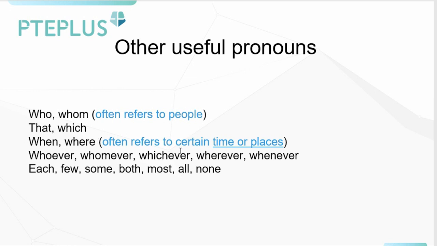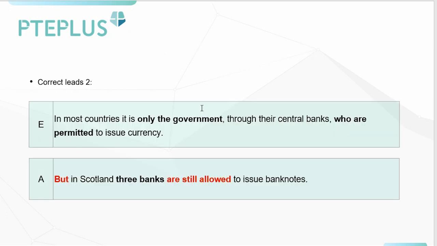Whoever, whomever, whichever, wherever, whenever, each, few, some, both, most, or none. Now, obviously you don't need to memorize this by heart, but when you see words like whoever or a time or where, you'll immediately know that it's referring to something beforehand. So as long as you're aware of the concept, you'll find yourself gradually, slowly applying it without even noticing it. So another correct lead we had in our example can be seen here. I'll give you a few seconds to see if you can spot it yourself.